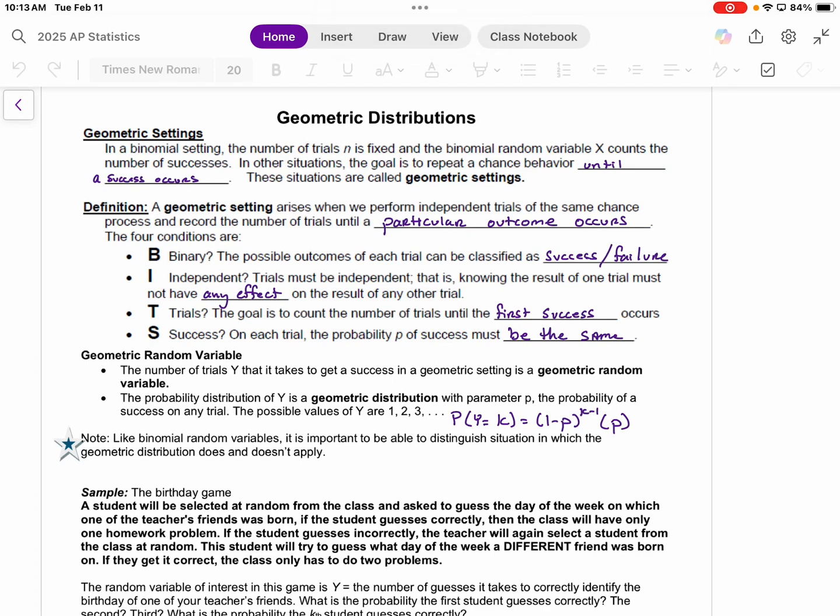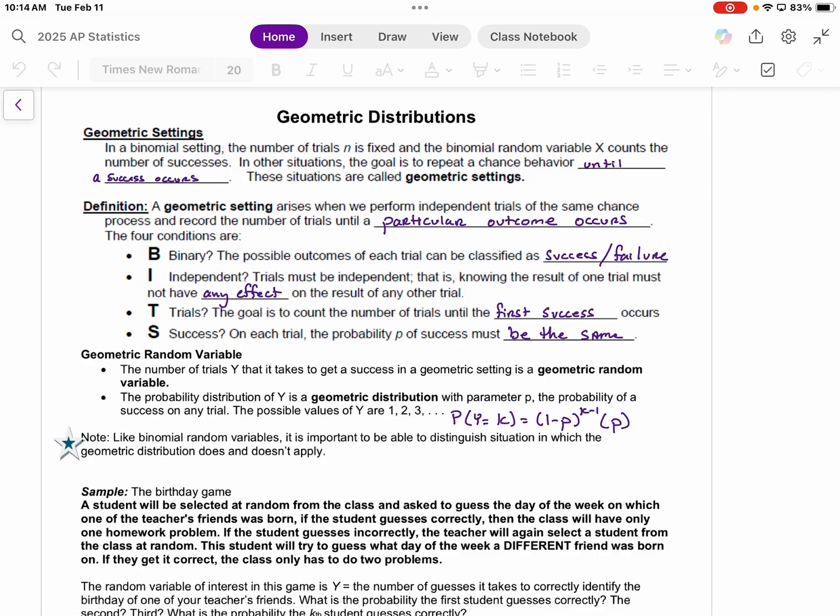All right, so as we wrap up Chapter 6, Section 6.3, we're going to talk about geometric distributions. We went through the binomial distributions and the settings yesterday. A geometric distribution is in a binomial setting, but the number of trials is not fixed, as we learned about that. It's a repeated chance situation until the first success occurs. So there's the difference there.